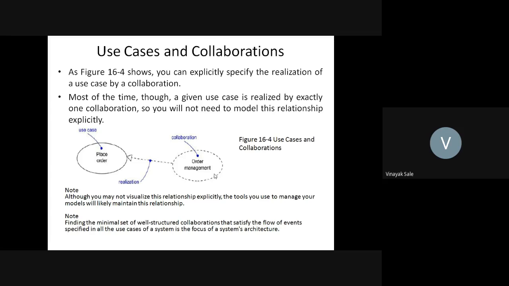So although you may not visualize this relationship explicitly, the tools you use to manage your models will likely maintain these relationships. Finding the minimal set of well-structured collaborations that satisfy the flow of events specified in all the use cases of the system is the focus of the system's architecture.